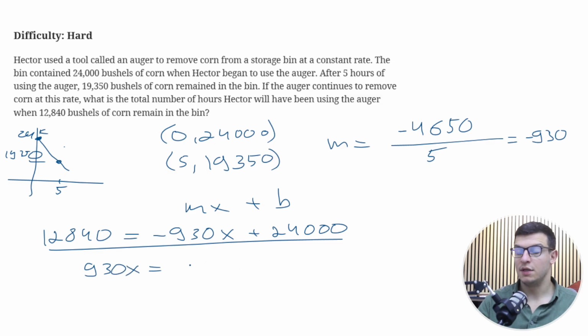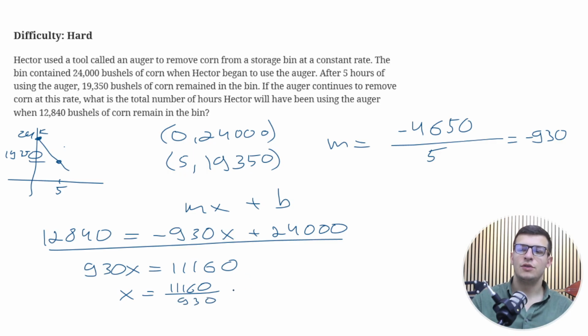930x is going to be equal to 11,160, and x is going to be that divided by 930. So whatever that is, you can use your calculator. But I think it should come to, I want to say, 12. Whatever, you can use your calculator, I'm not sure. But the main thing is setting up the equation.